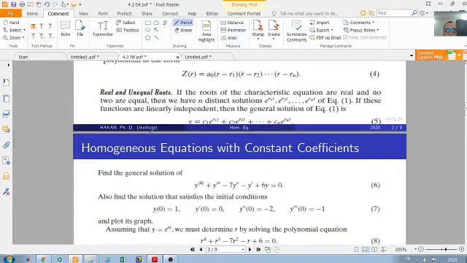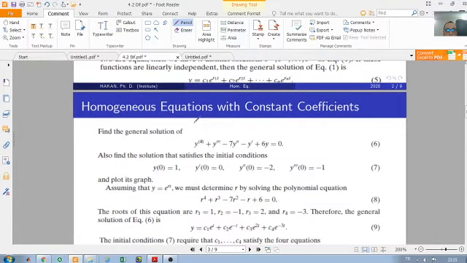Find the general solution of this differential equation. The fourth derivative plus the third derivative minus 7 times the second derivative minus the first derivative plus 6 times y is equal to 0. And we have also the initial conditions for this differential equation here.